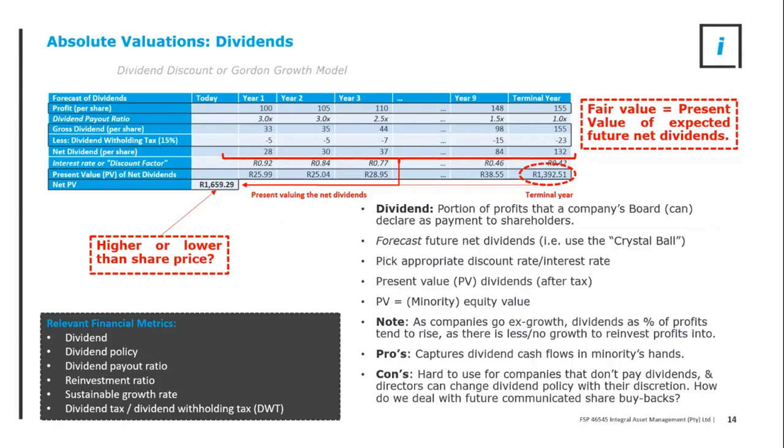Well, you can guess that in 5 or 10 years' time they start paying dividends, but that's just one more assumption you're making. The more assumptions you make, the greater the chance that you have an inaccuracy and your assumptions are wrong. Also, notice I said the board can declare payments to shareholders as dividends, i.e. the directors can change their minds. The dividend policy can change.